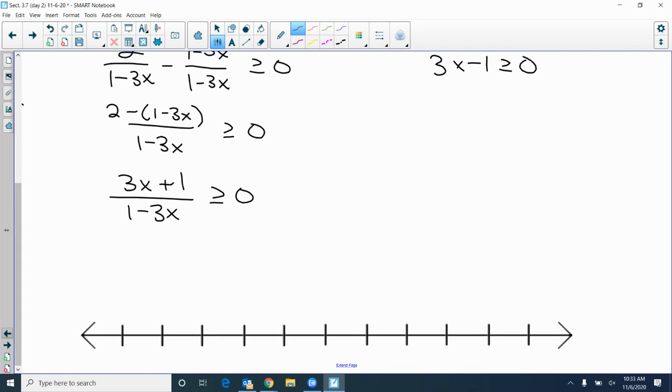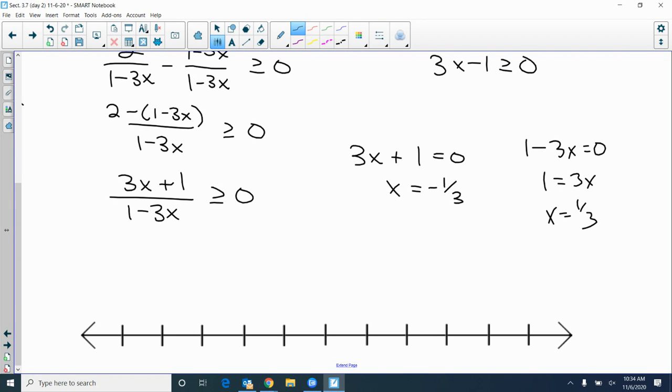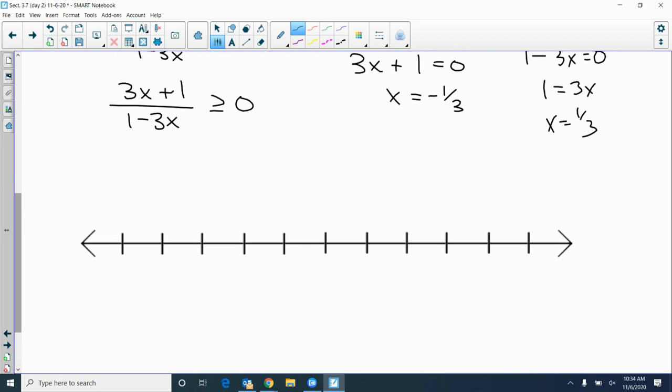So where does the numerator equal 0? 3x plus 1 equals 0 at x equals negative 1/3. Okay, right? And then 1 minus 3x equals 0 at 1 equals 3x, x equals positive 1/3. So now those are the points that I have to test. And 1, 2, 3, 4. That's 0. I'm going to make 1/3 way out here, and negative 1/3 way out there. I don't want to just cram it all in one little spot.